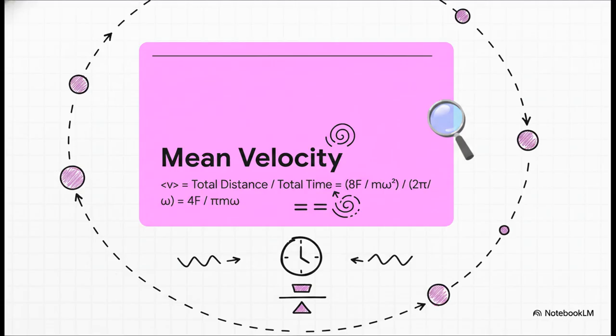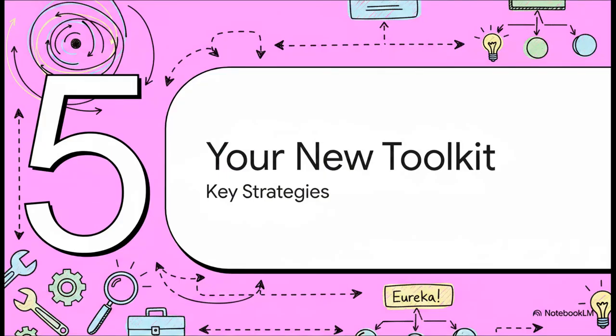And the very last piece of the puzzle is the mean velocity. This part's a piece of cake. It's just the total distance we just found divided by the total time it took, which we already know is 2 pi over omega. You do a little bit of cancellation, and there's your final answer. And there you have it. We have completely solved this beast of a problem.